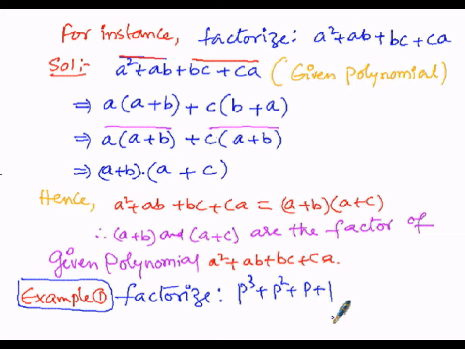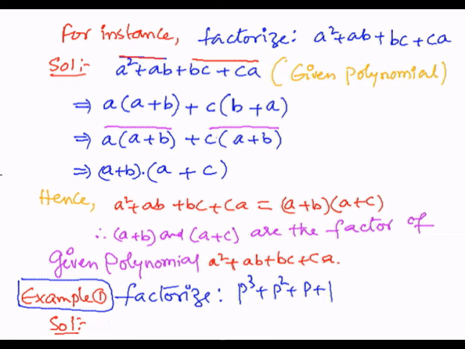So to factorize the polynomial which is p cube plus p square plus p plus 1 by means of the method called grouping of terms, first of all, we have to group the terms in such a manner that there exists one common factor or common term in each and every group. Then now the solution starts.